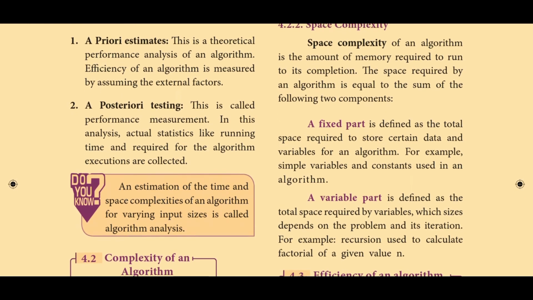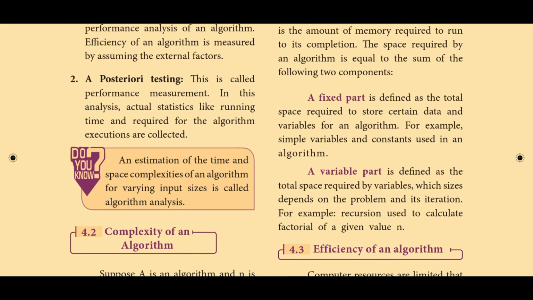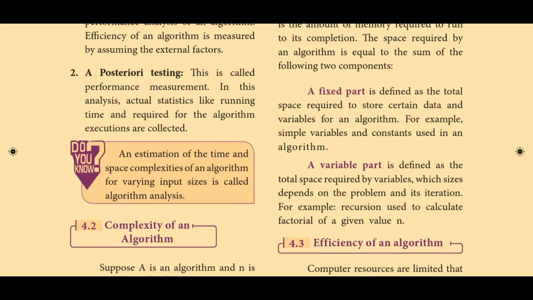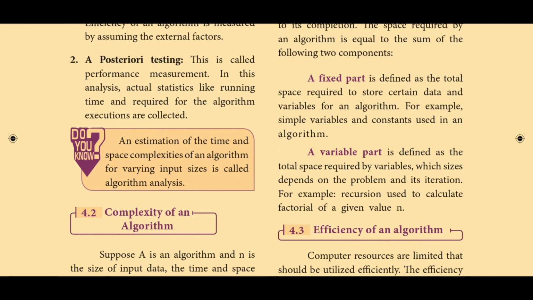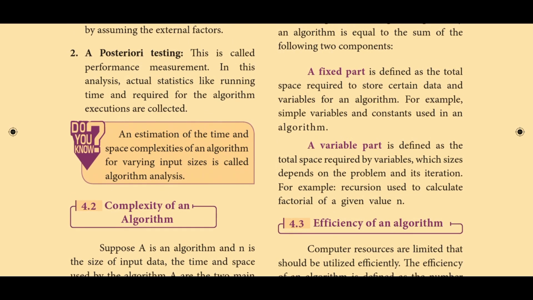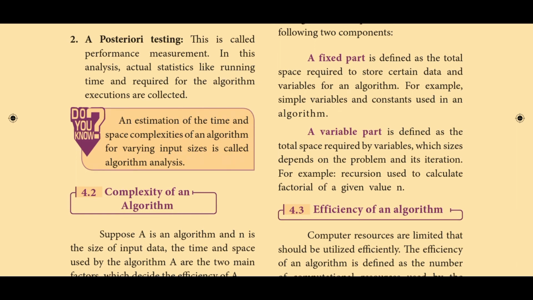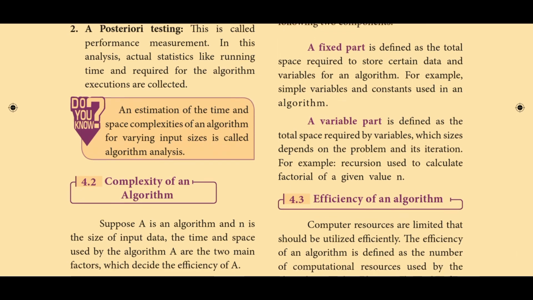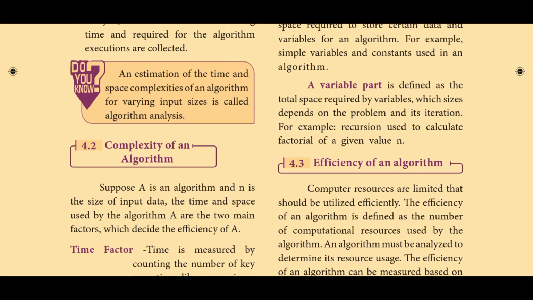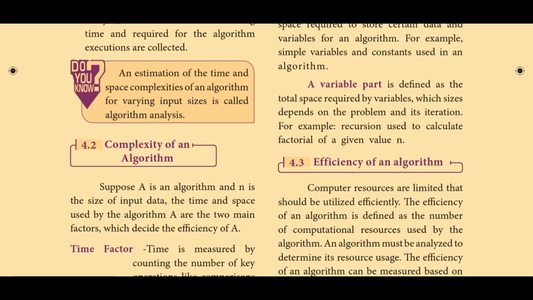The space required by an algorithm is equal to the sum of the following components: the fixed part and the variable part. The fixed part stores certain fixed data which cannot be changed. The variable part can be changed; it is the total space required by the variables. Its size depends upon the problem and its iterations.